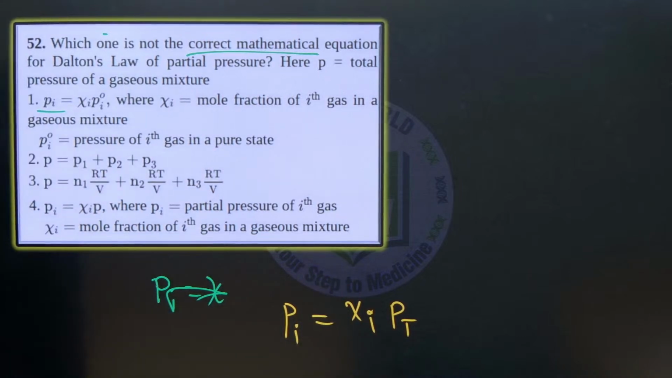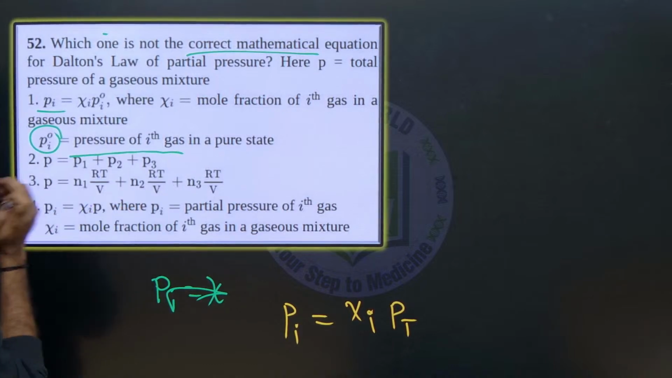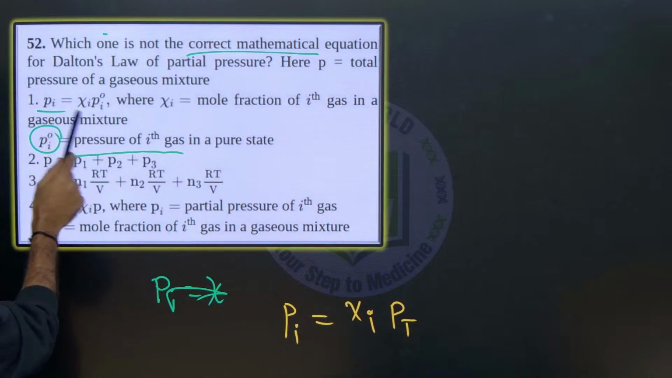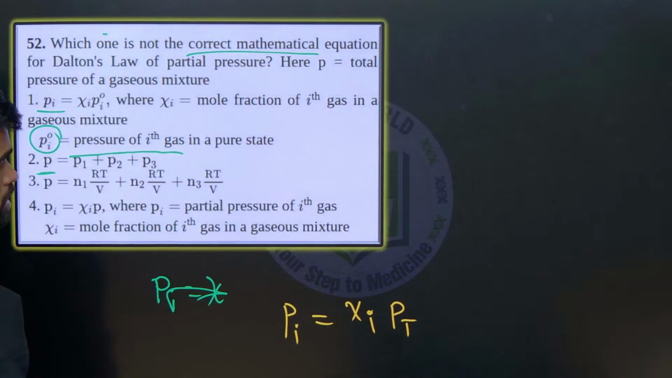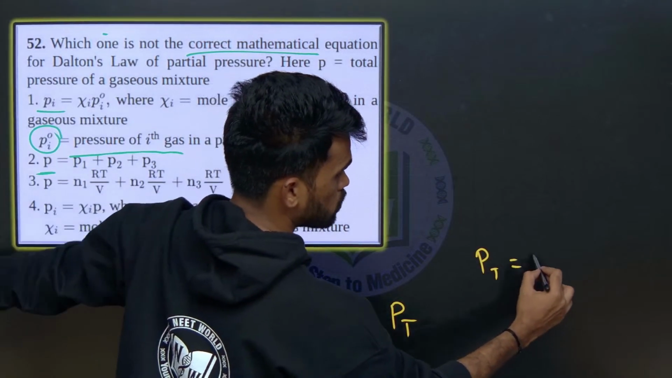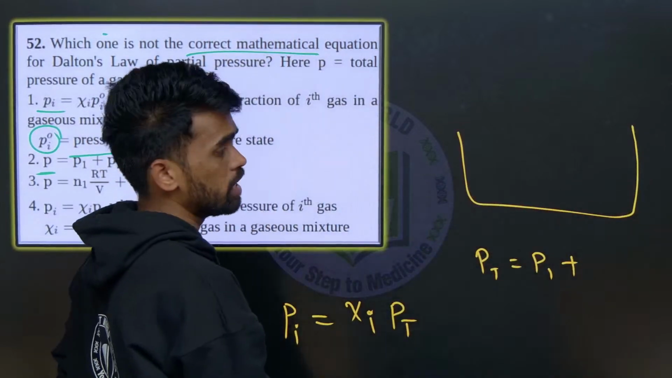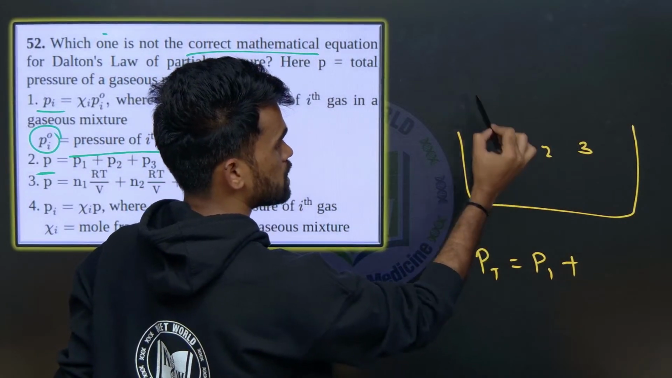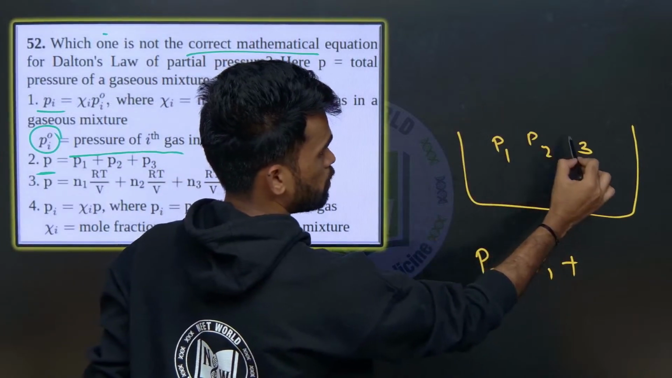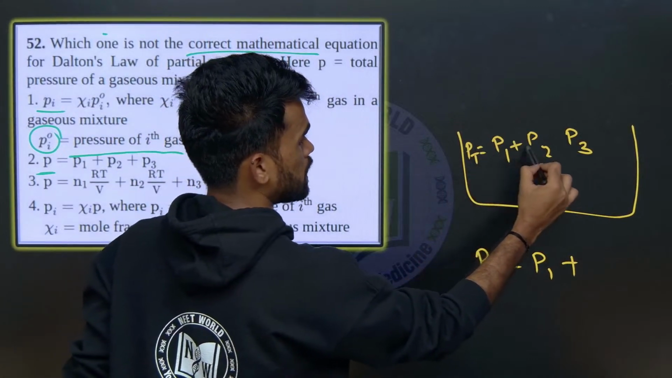Okay, so where do we have any equation like this? Pi equals the pressure of the ith gas? No. What about this: P gas equals partial pressures, so P total equals the sum of the partial pressures. For example, I have a mixture of gases, gas 1, gas 2, gas 3. Gas 1 will have partial pressure P1, gas 2 will have P2, gas 3 will have P3. So P total equals P1 plus P2 plus P3.